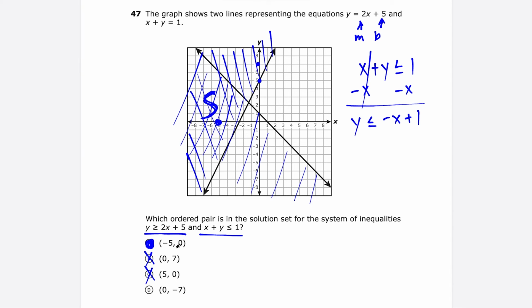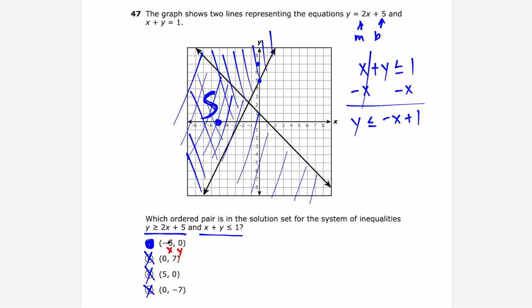So this one is really the wrong answer. And then (0, -7) is only a solution to y less than or equal to negative x plus 1. So that's why this one is out. Now, one thing we could do here to be extra safe is plug in the point (-5, 0) into both inequalities to make sure that they both check out.